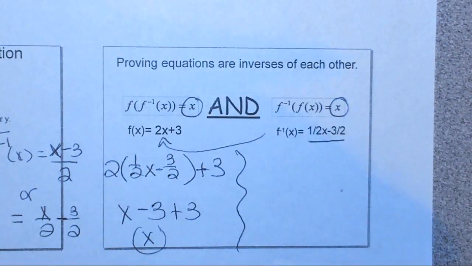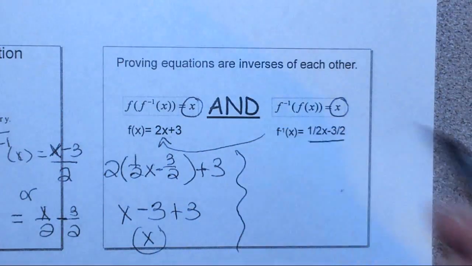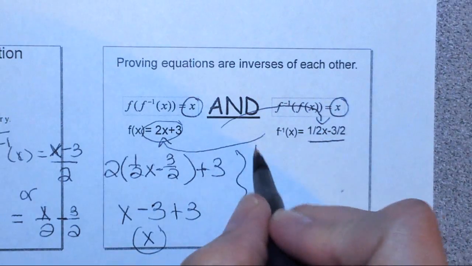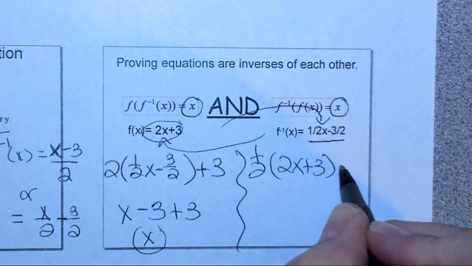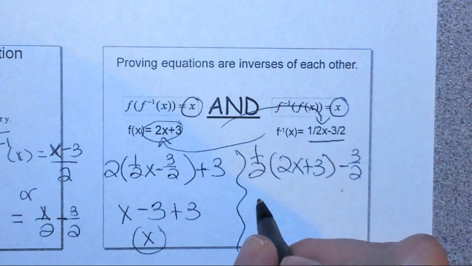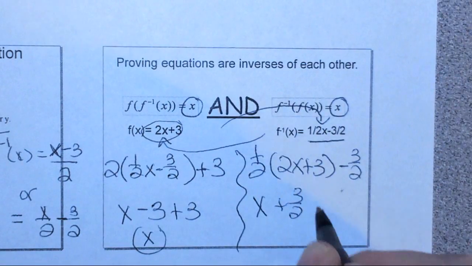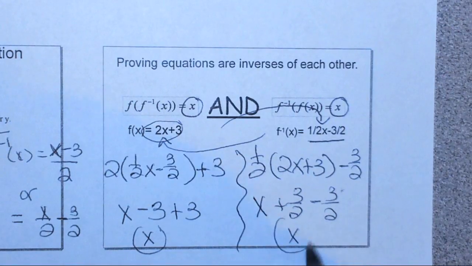Now I'm going to do it the other way. I'm going to take this first function, and I'm going to plug it in over here. So 1/2 parentheses 2x plus 3 minus 3/2. 1/2 times 2 is x. 1/2 times 3 is 3/2 minus 3/2. Those cancel, and all I have left is x. So yes, these are inverses.